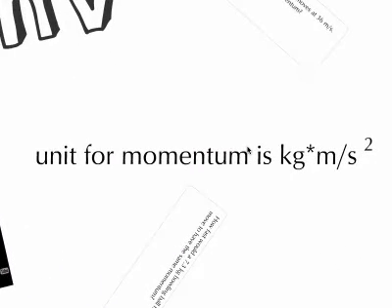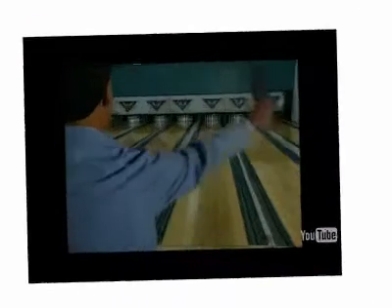The unit for momentum is kilogram meters per second. Kilogram is our unit for mass. Meters per second is our unit for velocity.